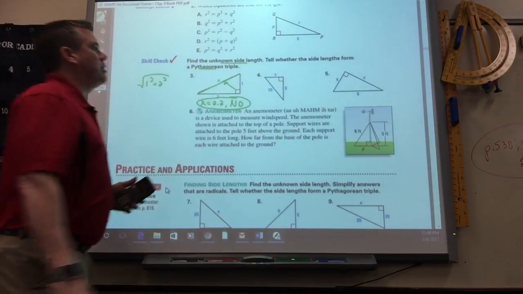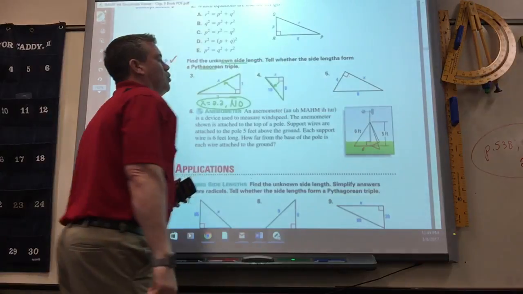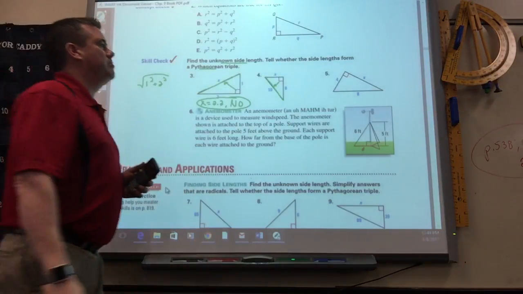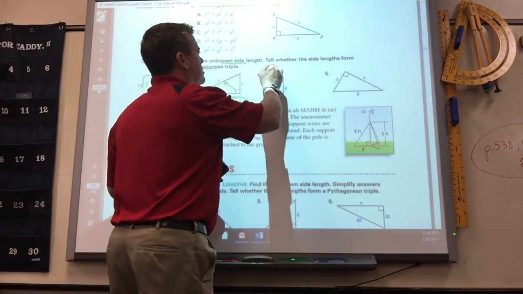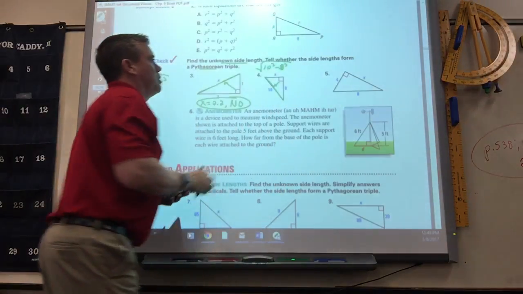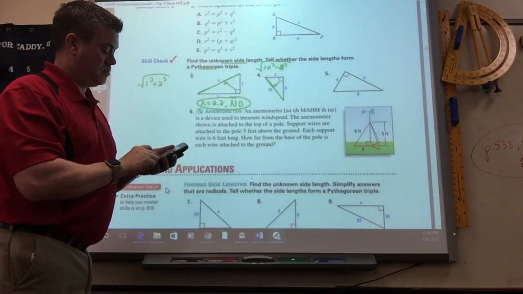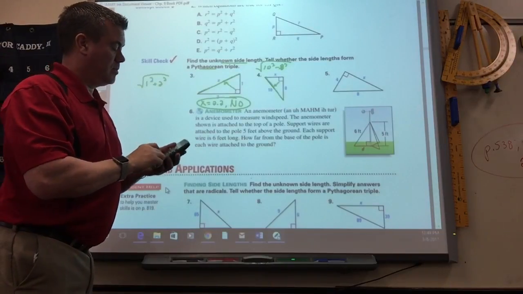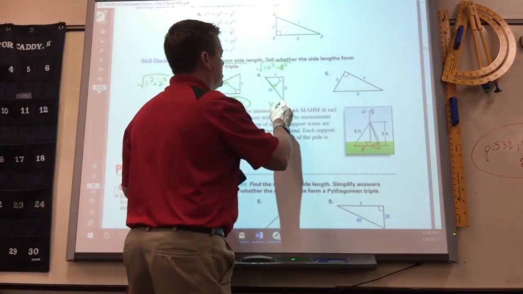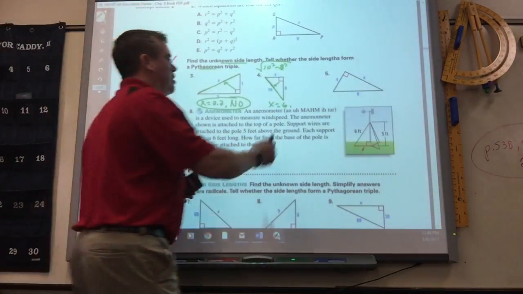So on 4, this is the hypotenuse. It's opposite the 90, which means you got to subtract them. You take 10 squared minus 8 squared and square root it. Yep, x is 6. So is that a Pythagorean triple? Yes, I didn't round anything.